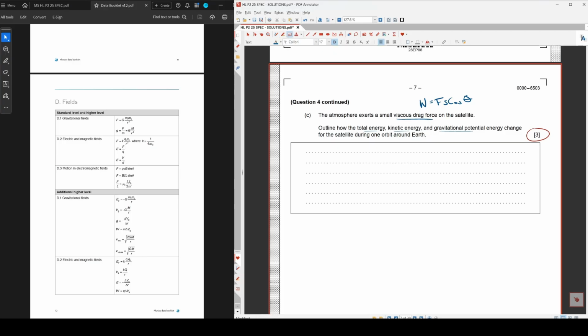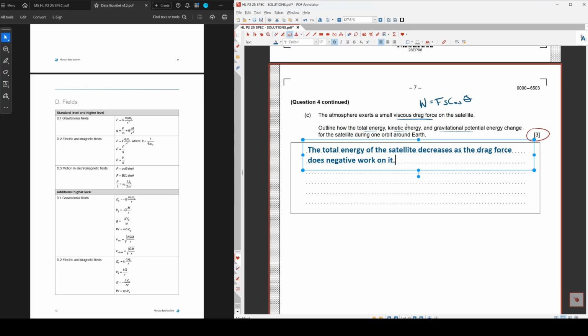So I could start by saying the total energy of the satellite decreases as the drag force does negative work on it.